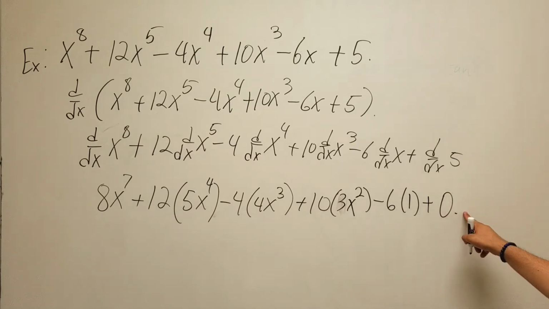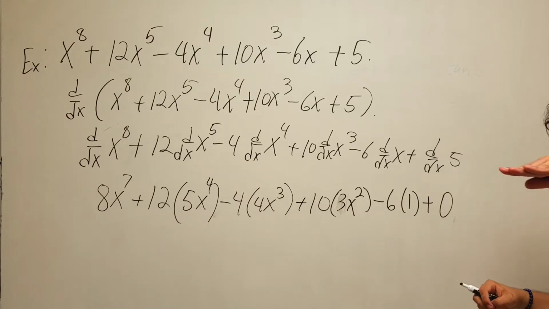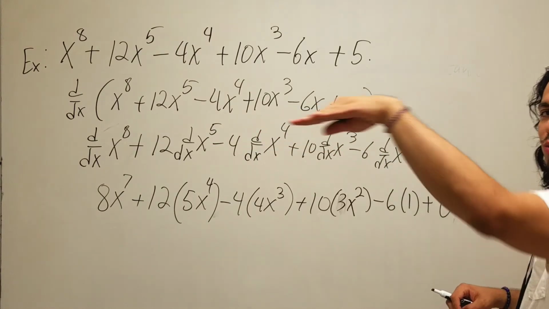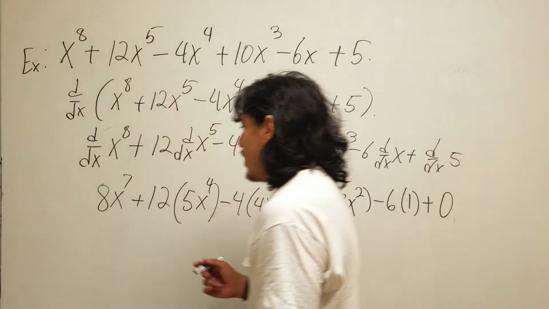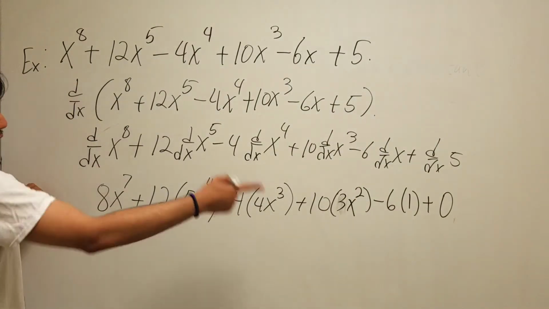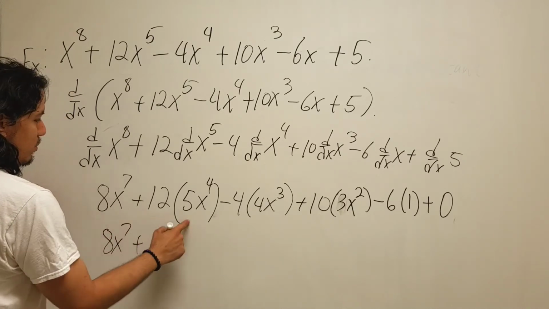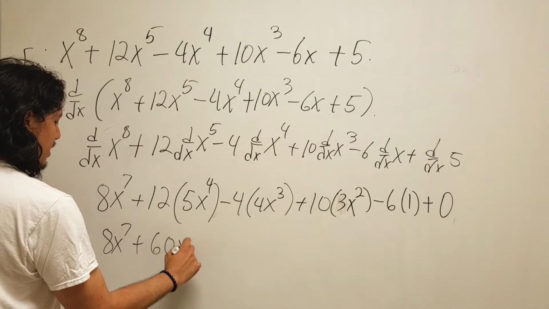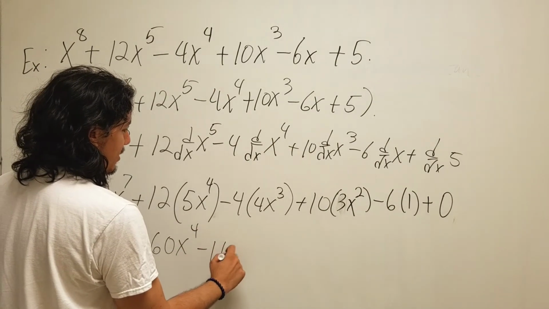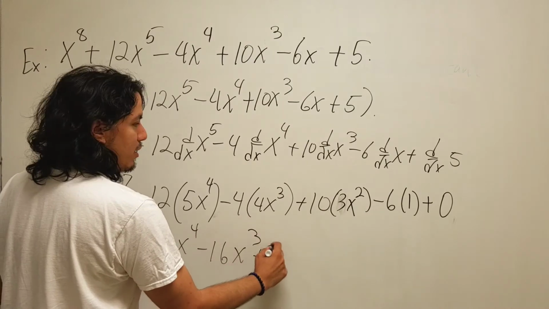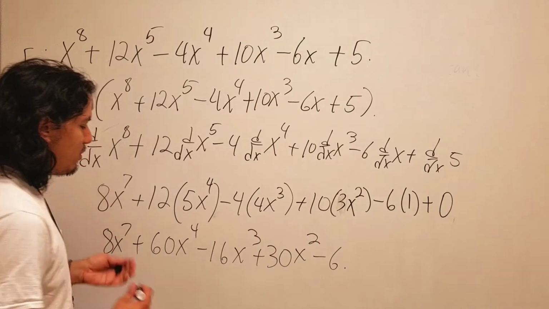Why is it 0? Because the derivative of a constant is always 0. Remember, the constant function is always 0. It has 0 slope. That's why any constant, you take the derivative of it, it's 0. So, with some basic algebra, you're able to get 12 times 5 is 60, x to the fourth. Negative 4 times 4 is negative 16, x to the third, plus 30x squared minus 6, and that will be your answer.